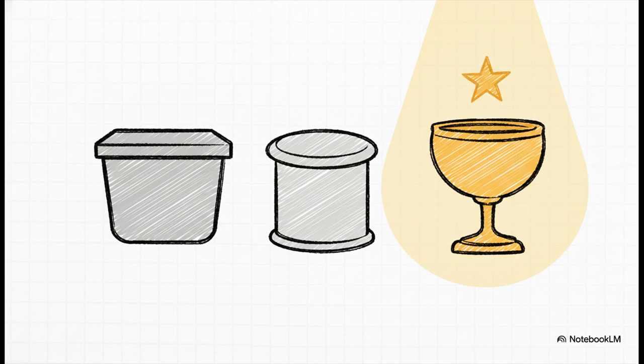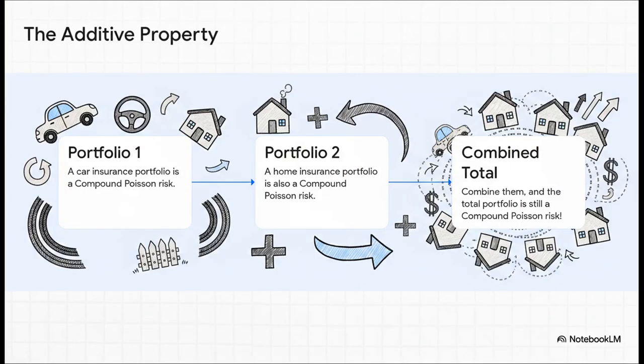Now, out of all these different options, there's one that's a real favorite among actuaries, the people who do this for a living, and that's the compound Poisson. It has this one special kind of magical property. Okay, check this out. This is why it's so cool. Let's say you have one portfolio for car insurance, and it follows this compound Poisson pattern, and you have another totally separate portfolio for home insurance, and it also follows that pattern. Well, you can just add them together. And the new, giant, combined portfolio, it's still a compound Poisson risk. That is a huge deal because it makes modeling these gigantic, complex insurance companies so much easier.